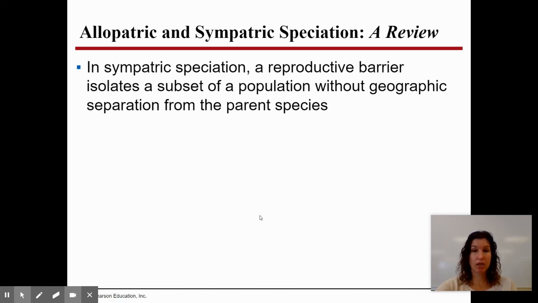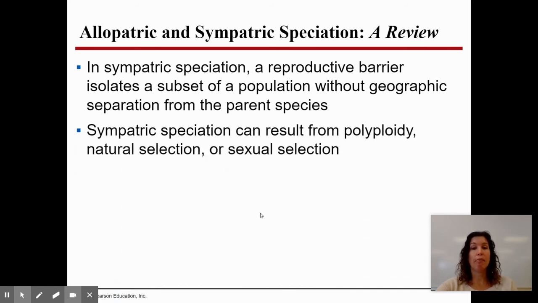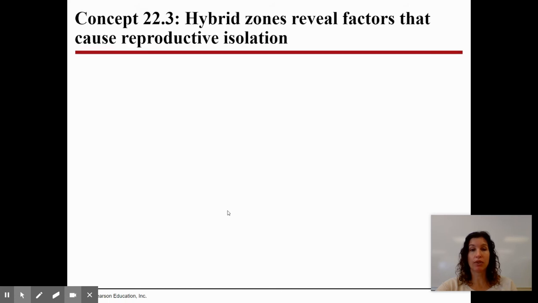In sympatric speciation, a reproductive barrier isolates a subset of a population without geographic separation, and that can result from polyploidy, natural selection, or sexual selection.